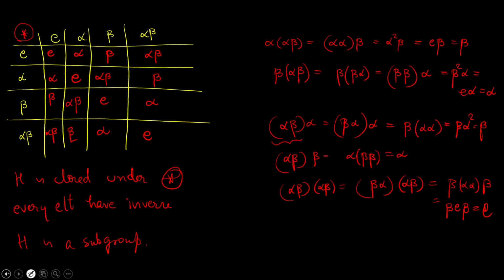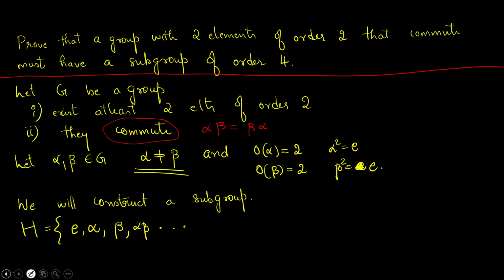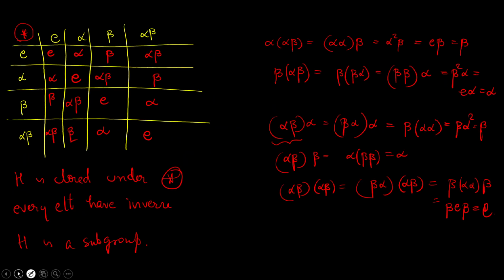Okay, now let's take a moment to appreciate the importance of both the conditions in the hypothesis. There are two conditions, right? At least two elements should be there of order 2, and then they must also commute. Why should it be? Let's try to understand. So we will take a particular example to understand this case.